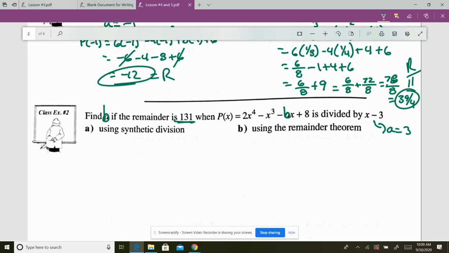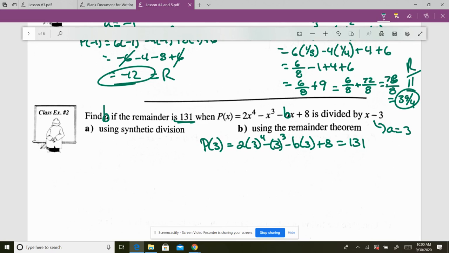If I put that into the polynomial, so I go p of 3, I get 2 times 3 to the 4th, cubed minus b times 3 plus 8. That should give me the remainder, right? Everybody agree with that? If you put your a value, you get the remainder. What is the remainder? They've told us it's 131.